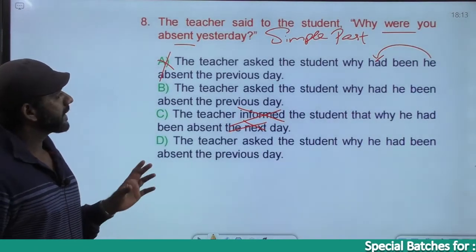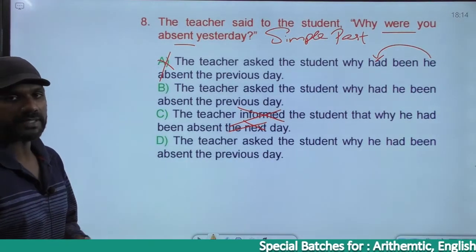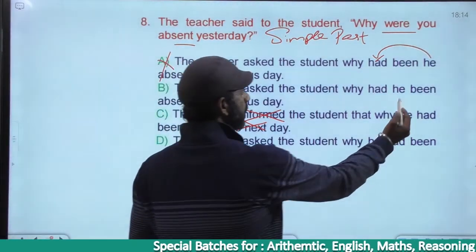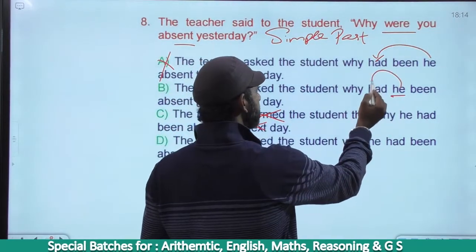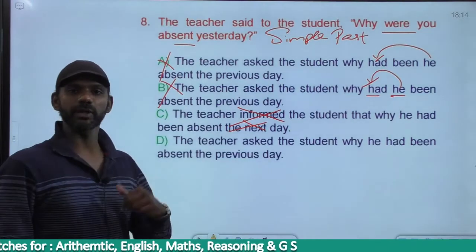Come to option B. The teacher asked the student, why had he been absent the previous day? The same reason, indirect speech is not interrogative. The pronoun here is he. Had is the auxiliary verb. The auxiliary verb is coming before the pronoun. Grammatically wrong, eliminated. Now we have only one option left.